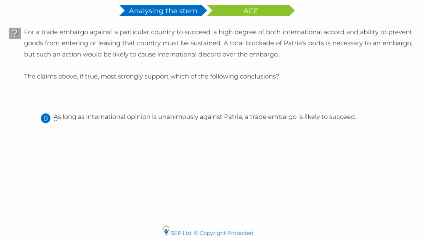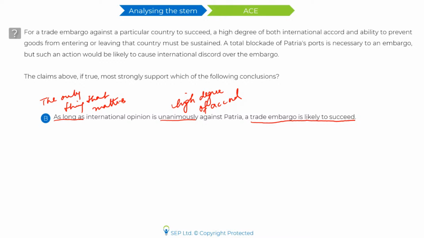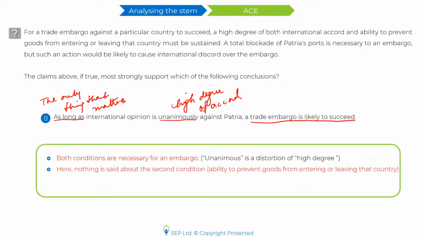Now, as long as is like saying the only thing that matters. Okay? As long as is a phrase which is saying, okay, this is sufficient. The only thing that matters. What is the only thing that matters? As long as international opinion is unanimously against Patria. Unanimous means this is satisfying the high degree of accord. So this is fine. But do we only need high degree of accord for a trade embargo to succeed? No. Okay, this is not the only condition. This is not the only thing that matters. And therefore, this is out of scope. This is incorrect. Okay. Let's move to C.